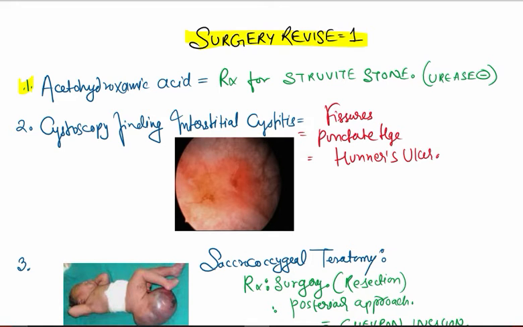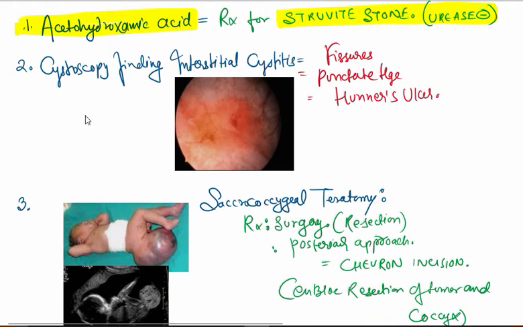First point, acetohydroxamic acid. Acetohydroxamic acid is used in the treatment of white stone, and this is urease negative. Second point, this cystoscopy finding is interstitial cystitis. It has the three characteristic fissures, punctate hemorrhages, and Hunter ulcer.